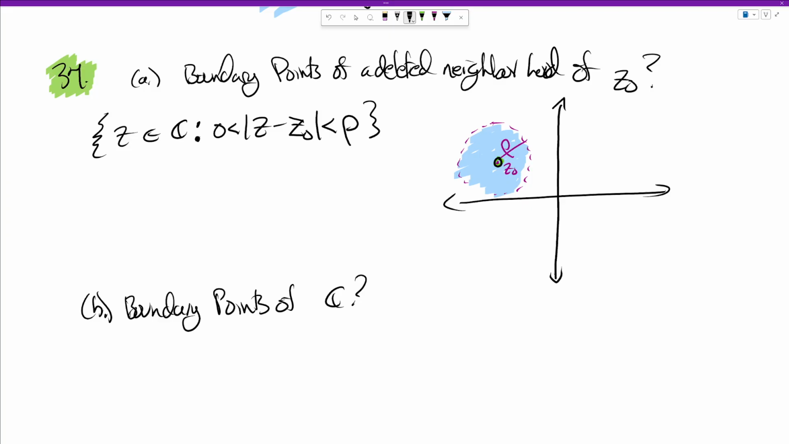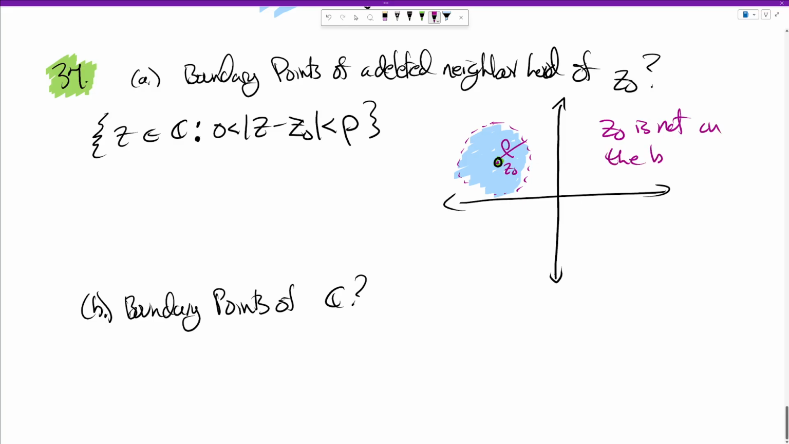And this question is asking what the boundary points are. Now, it's tempting to say that z naught itself is a boundary point, but to be a boundary point, you have to have a point which is inside the region and a point outside the region that's not equal to it. So we can't pick z naught to be the point outside the region, because we're not allowed to pick it as the outside point. So z naught is not actually a boundary point. Let's just mark this. z naught is not on the boundary.